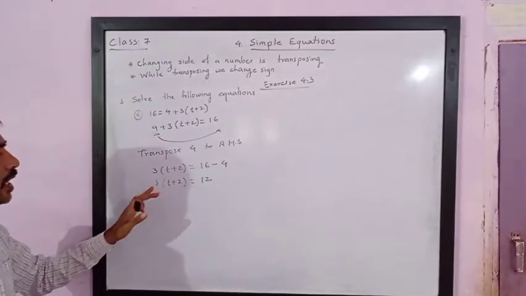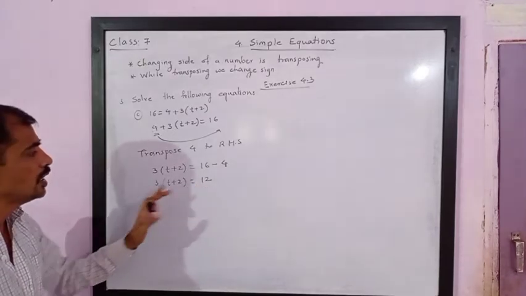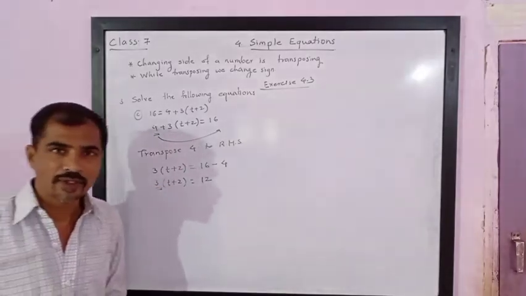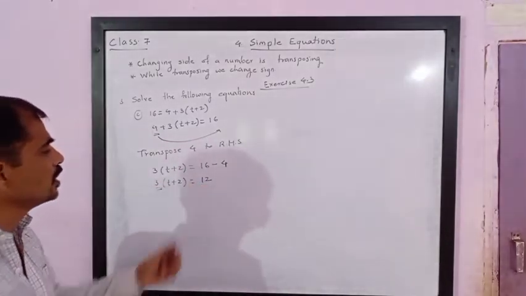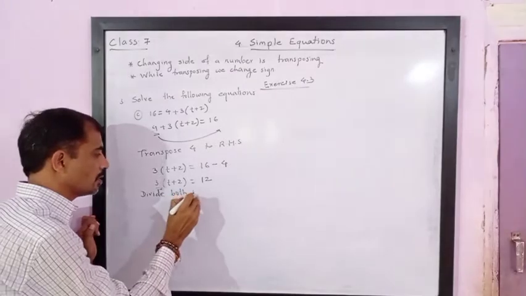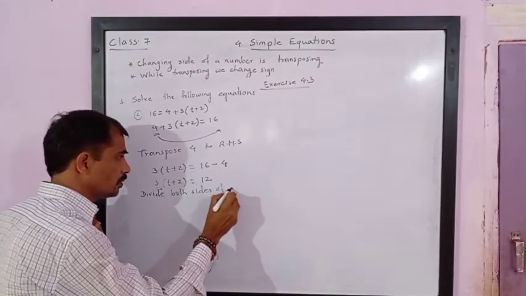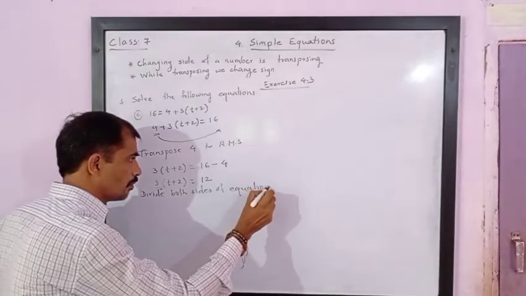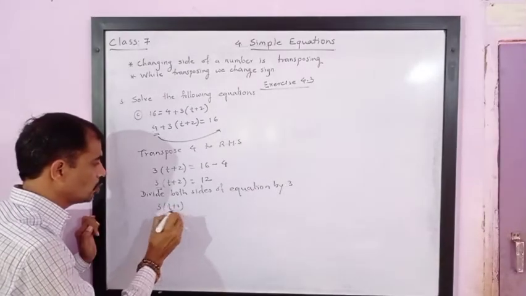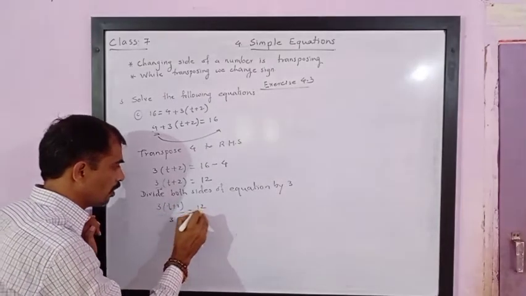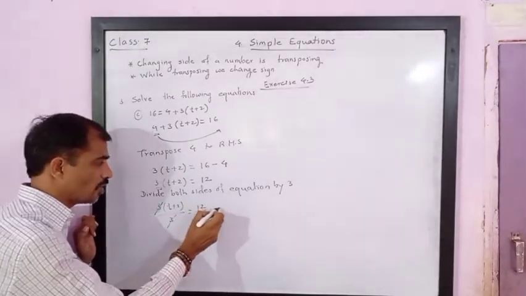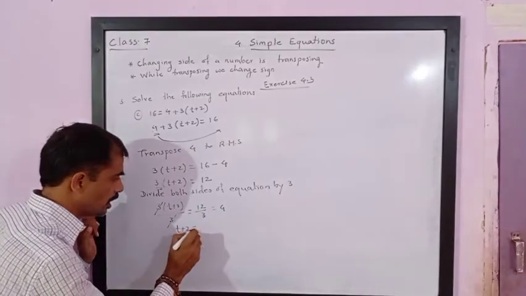Now try to understand. Here 3 in bracket t plus 2 is equal to 12. So this can be reduced by dividing by 3. 3 is the common multiplier. So we need to eliminate 3 first. To eliminate 3, divide both sides of the equation by 3. So we will get 3 in bracket t plus 2 upon 3 is equal to 12 upon 3. So please note, this 3 eliminates with this 3. You will have 3 fours are 12, so answer is 4. It means t plus 2 is equal to 4.